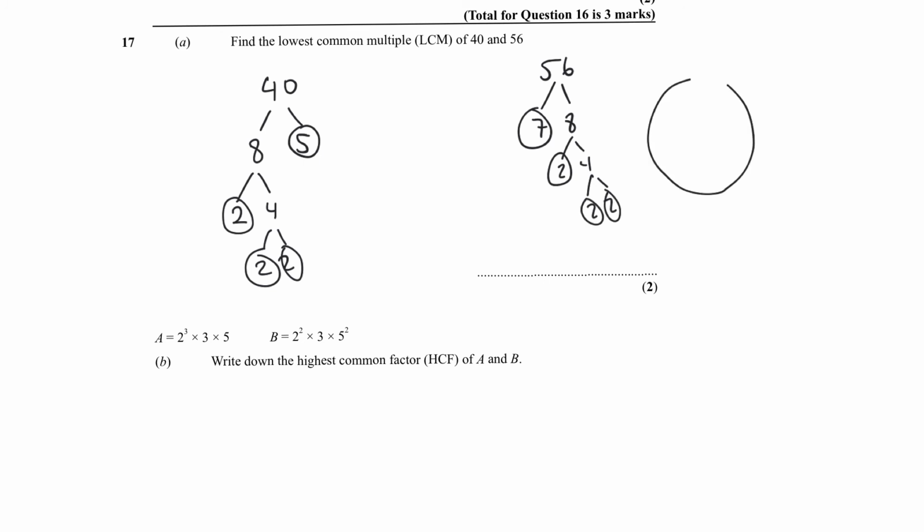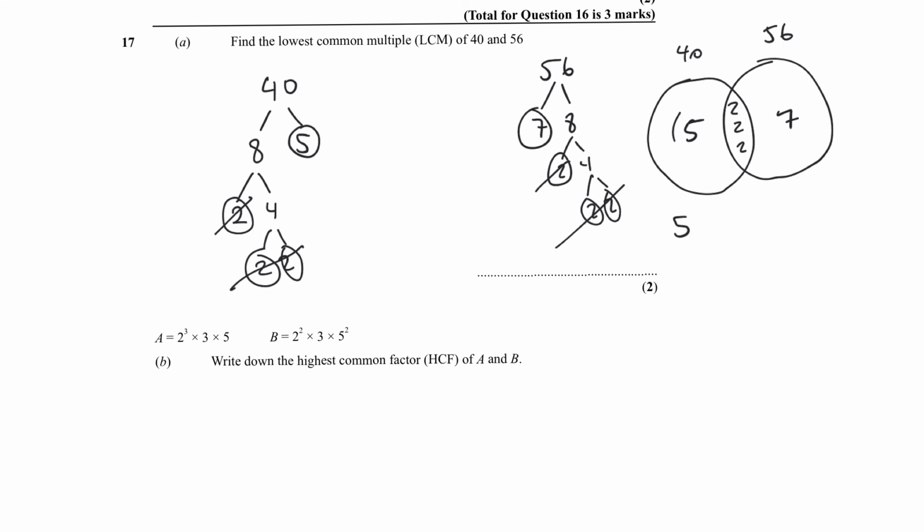Then draw a quick Venn diagram of 40 and 56. The numbers that they have in common go in the middle, so they both have 3 2's. So 1, 2, 3, 1, 2, 3. So the 3 2's go in the middle, and then 40 has an extra 5, and then 56 has an extra 7. So then the common multiple is where you multiply all the numbers together.